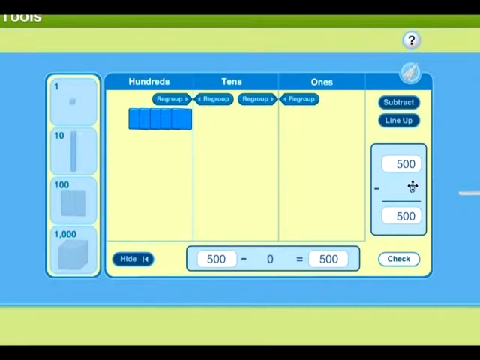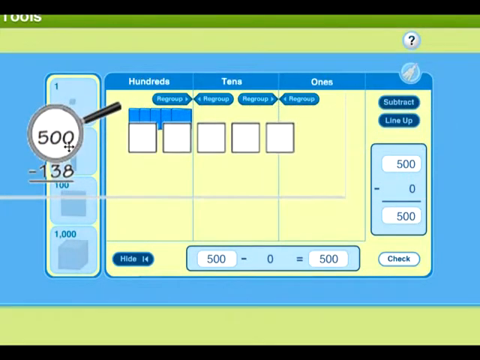Letitia bought a box of 500 paper clips. So far, she has used 138 of them. How many are left? And so actually we have this 500 minus 138. If we look at that, we take 500 and we have to take away 138 of those. 138 of these? No, those are hundreds.